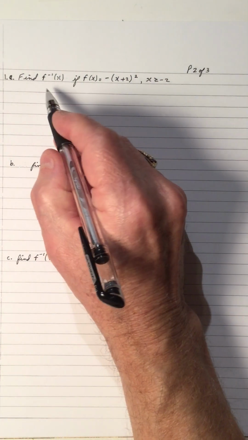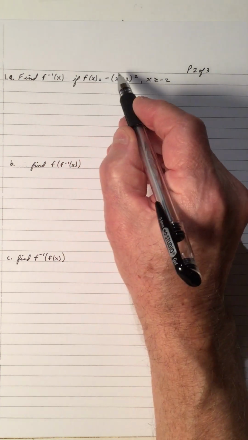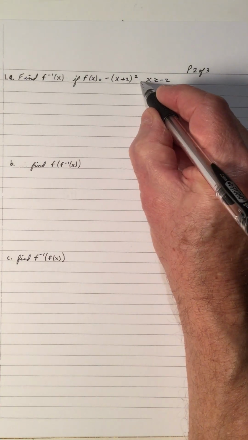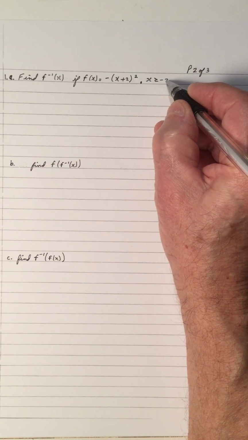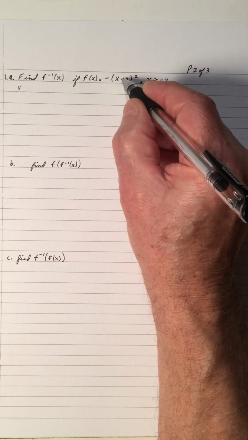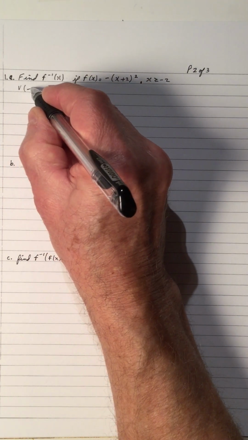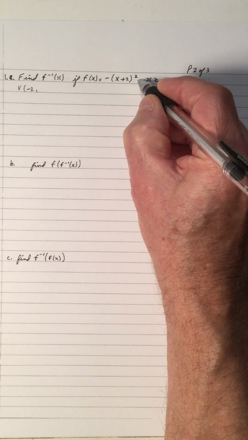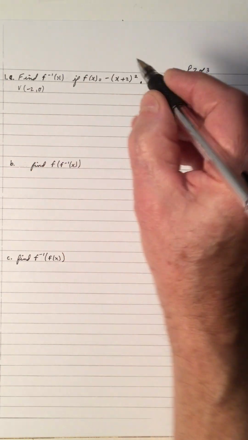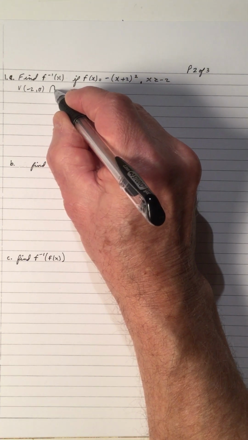Number 1, find the inverse f to the negative 1 of x if f of x is the negative of x plus 2, all squared, and we have a condition that x is greater than or equal to negative 2. So that means that we have a parabola. The vertex of the parabola, if you let x be negative 2, means y is 0, so there's a plus 0 on the end here. And also, because it's a negative, that means the parabola is opening down.